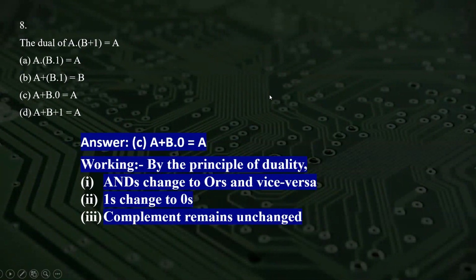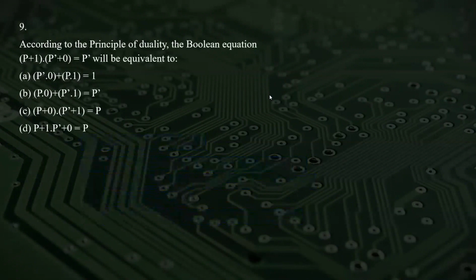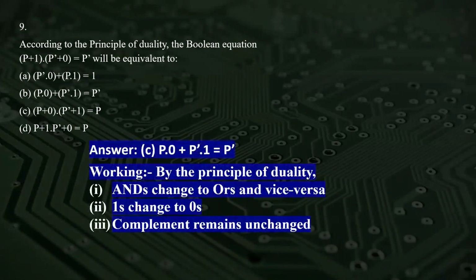Let's move to the next question. According to principle of duality, the Boolean equation (P plus 1) within bracket dot (P bar plus 0) within bracket equals to P bar. The answer is option C, P dot 0 plus P bar dot 1 equals to P bar.